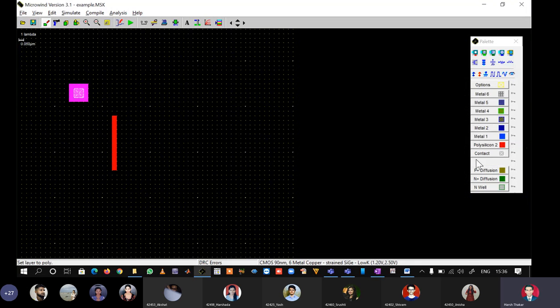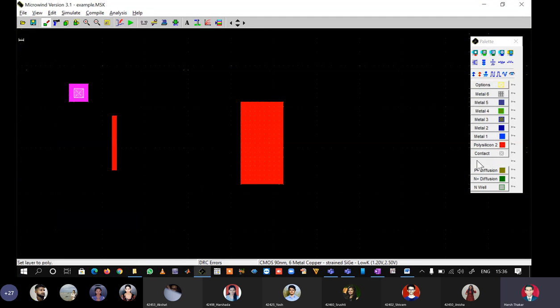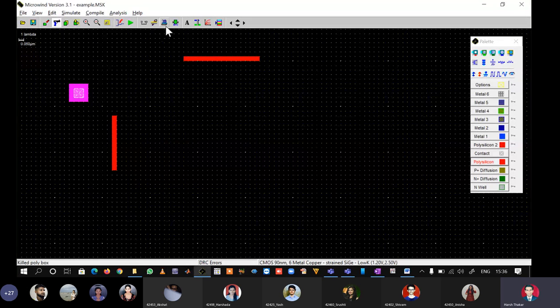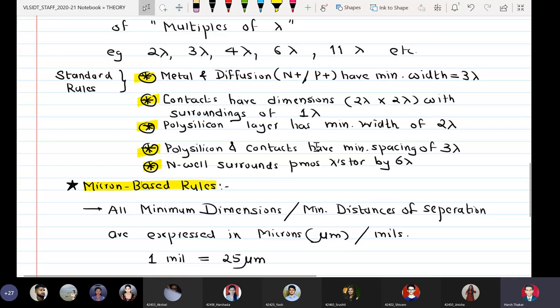Now I draw another polysilicon and run DRC, it is not showing an error. Why? Because it has found that the width of the polysilicon layer is larger than 2 lambda. It is vertical, we can make it horizontal also. Okay, like this. Delete this. Same thing, again it has given an error because it has found that the width is less than 2 lambda. So we have verified this also.